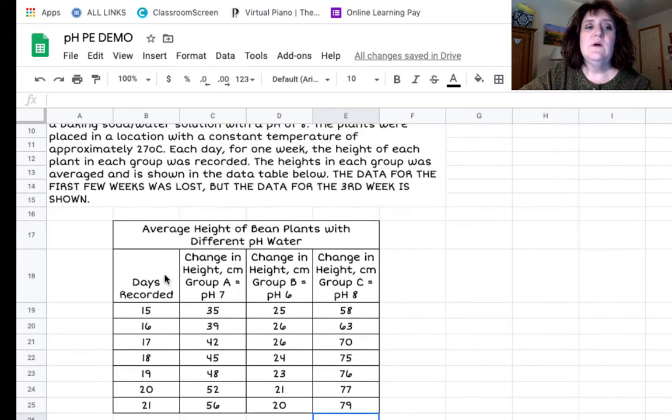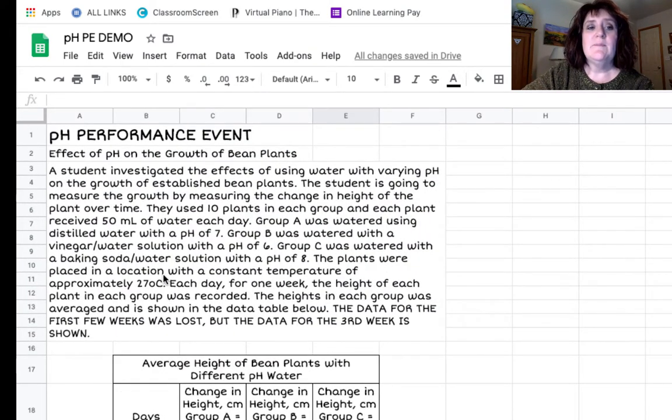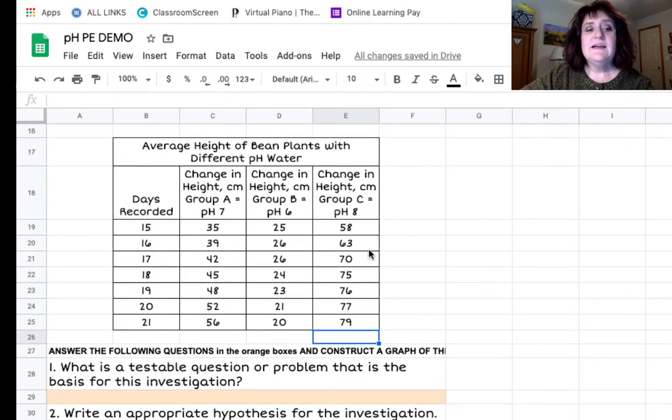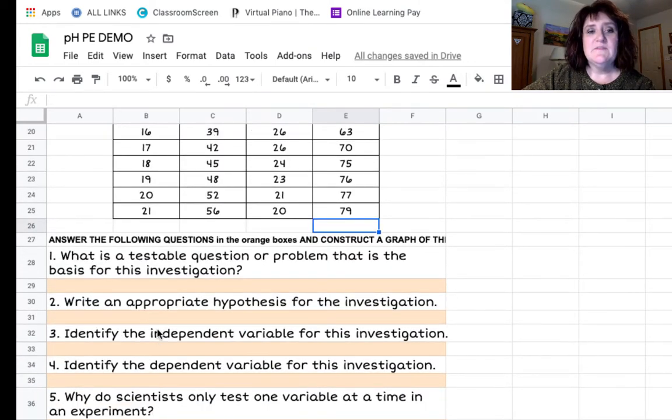That means that you want to write a hypothesis, and remember your hypothesis needs to be in the form of if the independent, then the dependent. So looking at your data table, your independent is the day that it's recorded, and your dependent is the change in height. Okay. Identify the independent variable, again, the day, generally days recorded. The dependent variable would be the change in height.